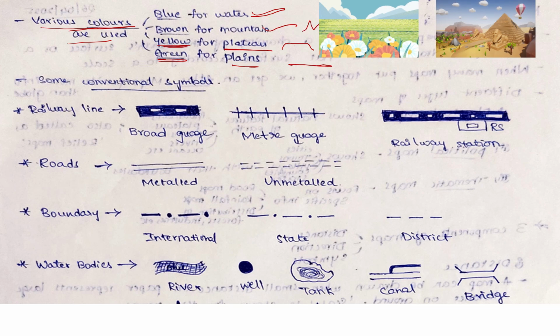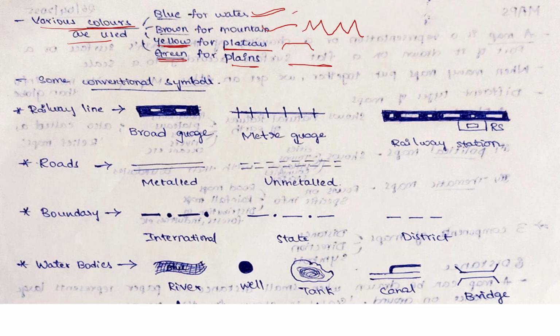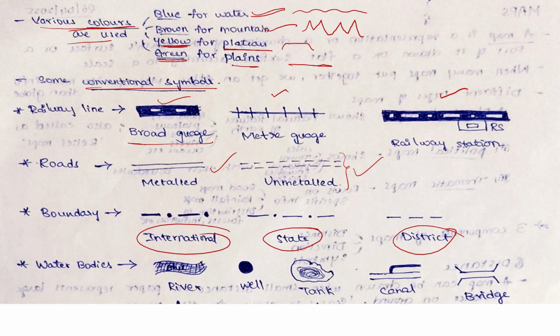And these are some conventional symbols as you can see on the screen. So on the maps, this represents the broad gauge symbol, this is the meter gauge symbol, and this is the railway station symbol. And metalled roads are represented like this, and unmetalled roads are represented like this. And there is a difference between boundaries as well. District boundaries, state boundaries and international boundaries differ like this. And water bodies are also represented differently. This is river, this is well, this is tank, this is canal and this is bridge.